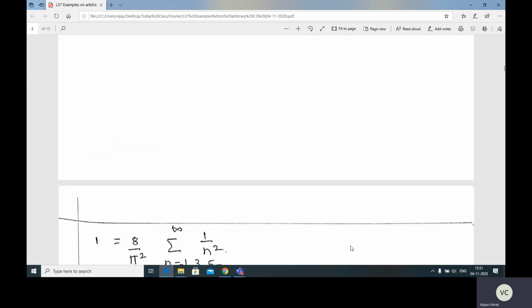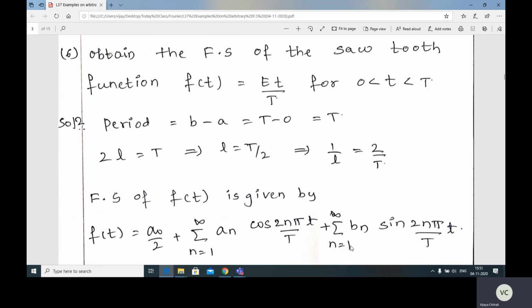So first example of today's class: obtain the Fourier series of the sawtooth function f of t is equal to E t divided by capital T, for small t lies between 0 to T. Here the function is not given in terms of x. So here the variable is t. In this example, small t is the variable.